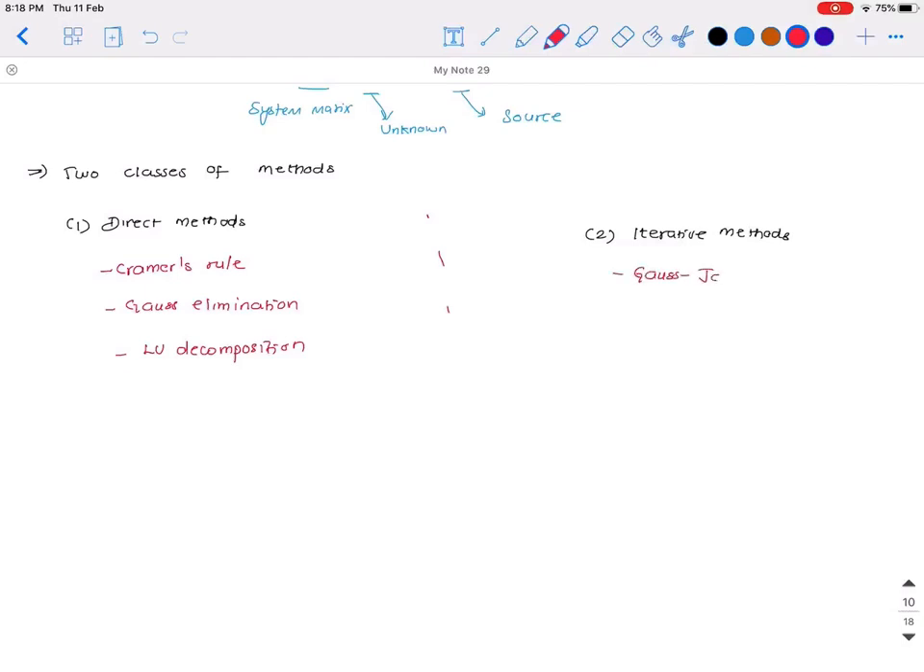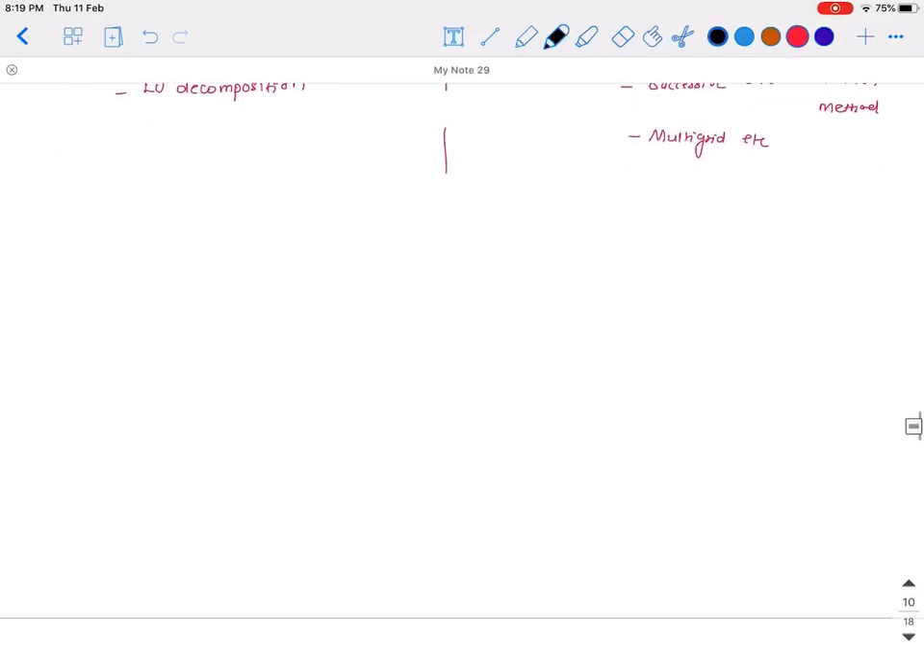Iterative methods include Gauss-Jacobi, Gauss-Seidel, something called the successive over relaxation method, multigrid, etc. These are all examples of iterative methods. We will pay more attention to these methods in this lecture. So let us start with direct methods.